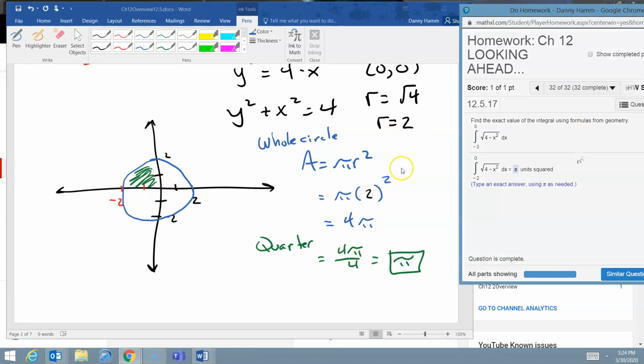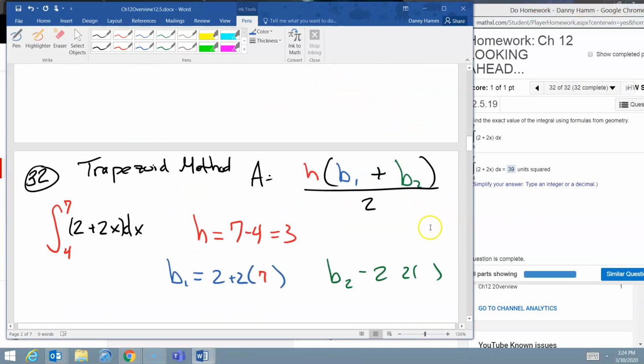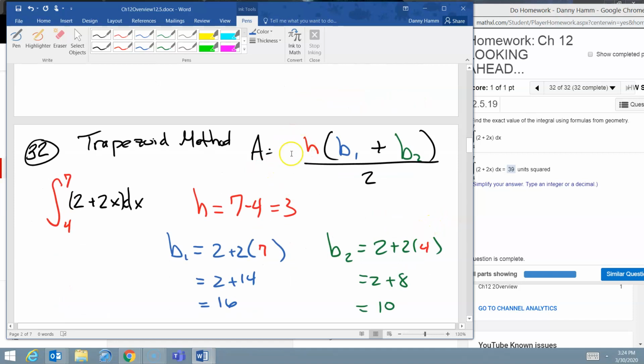Going on to our last problem, 32. Here we're going to be using the trapezoid method. And to find the area of a trapezoid, we have the height times the sum of base 1 plus base 2, and all of that is divided by 2. And so we're given this function and we're given this integral. And so in order to find h, we simply subtract the 7 and the 4. We get 3, so now we know our h is 3.